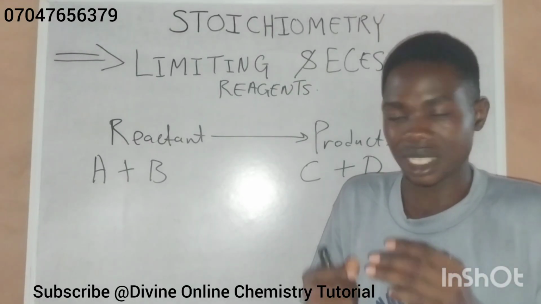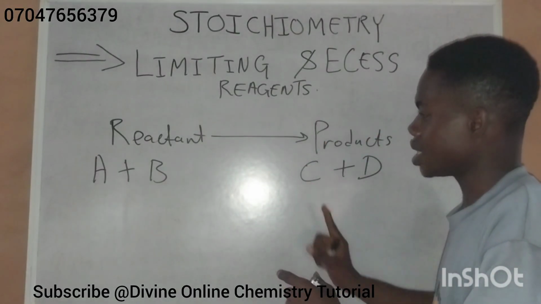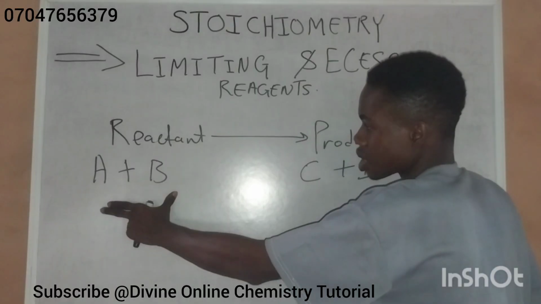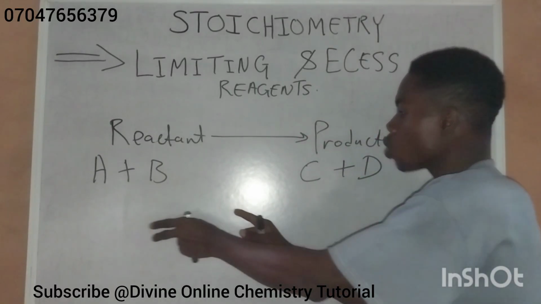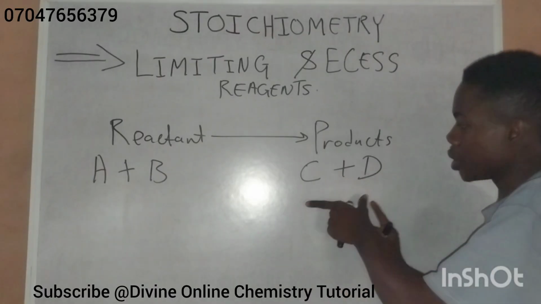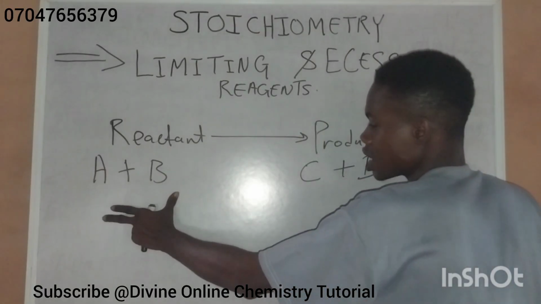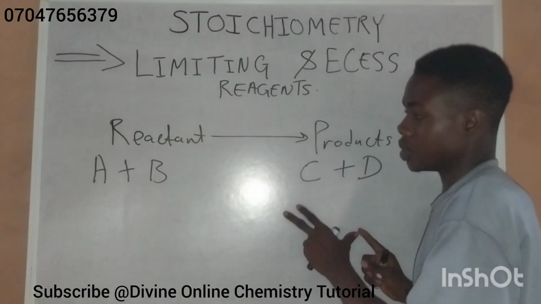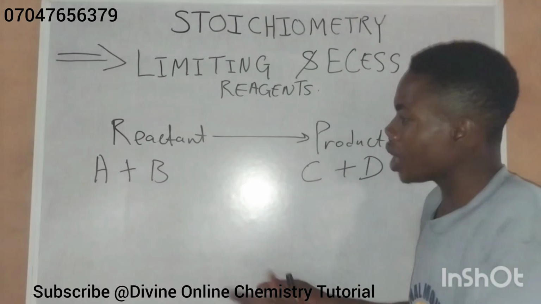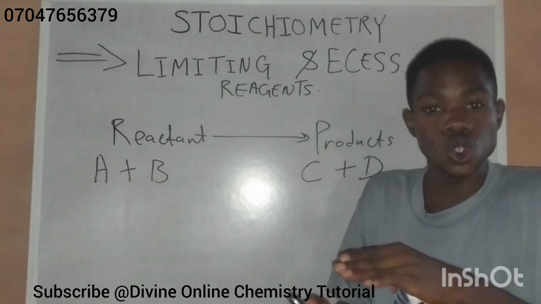Now, please take note that both limiting and excess reagent are talking about the reactant aspect in a chemical reaction. Though they enhance the product formation, they are simply referring to the reactant aspect in the chemical reaction.